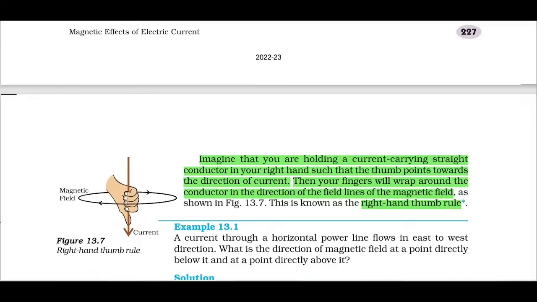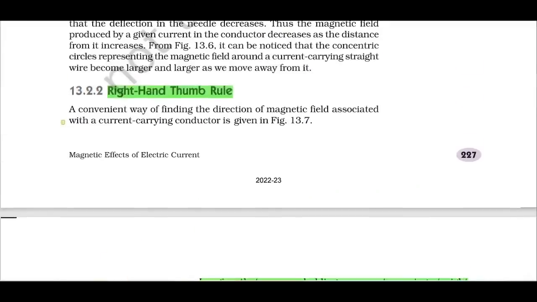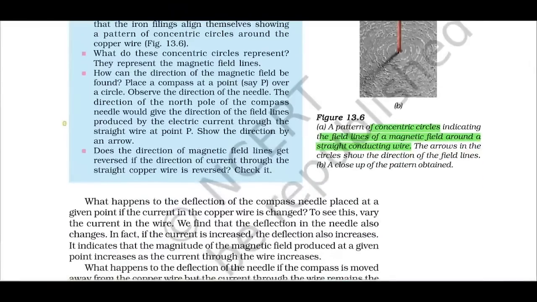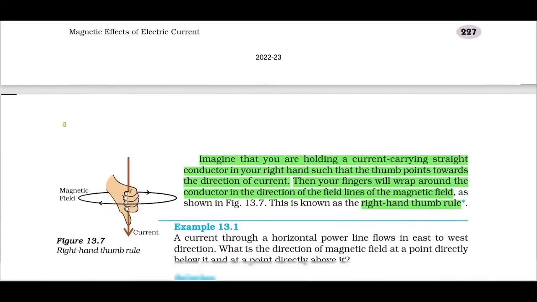You can hold a pen in your hand and imagine the right hand thumb rule. Then it will be very easy to remember. The direction of the current and the magnetic field is given by the right hand thumb rule. The thumb indicates the direction of the current, and the fingers wrapped around the conductor give the direction of the field lines.